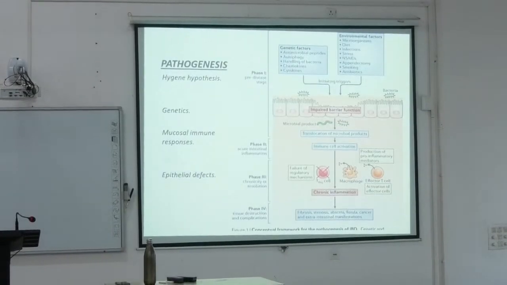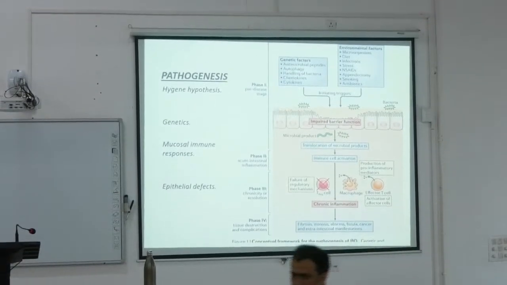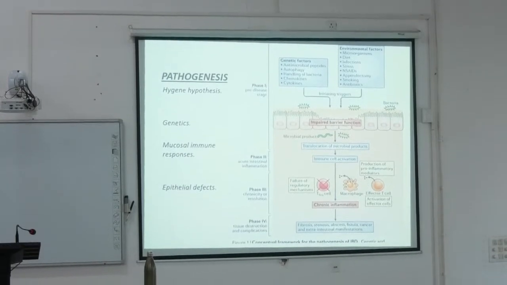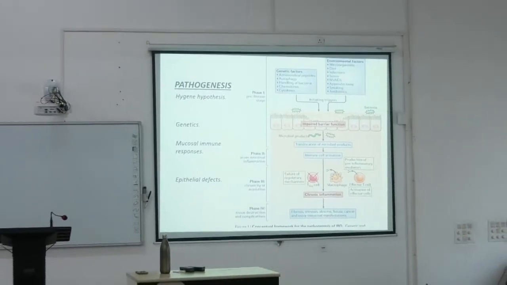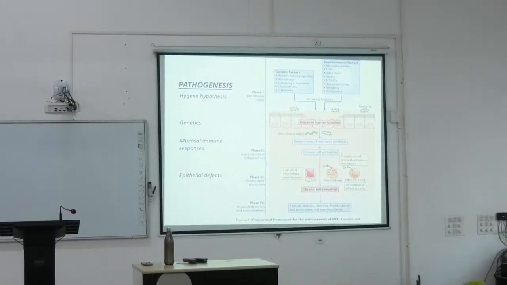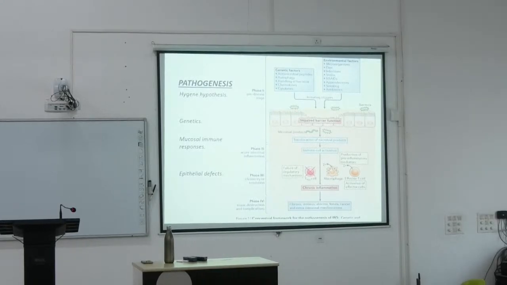So coming to the pathogenesis, just remember the names. This is more than enough for you. They will never ask you the pathogenesis of inflammatory bowel disease. Most likely, one is the hygiene hypothesis. What is the hygiene hypothesis? Where do you get Crohn's disease? Where do you get IBDs more? In which population? If you do a survey of the population, predominantly where?